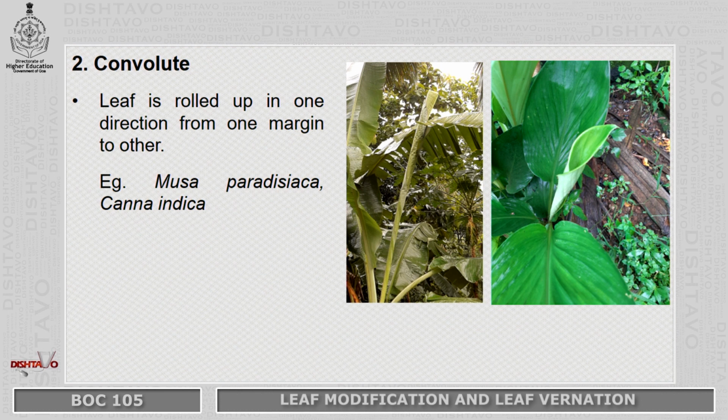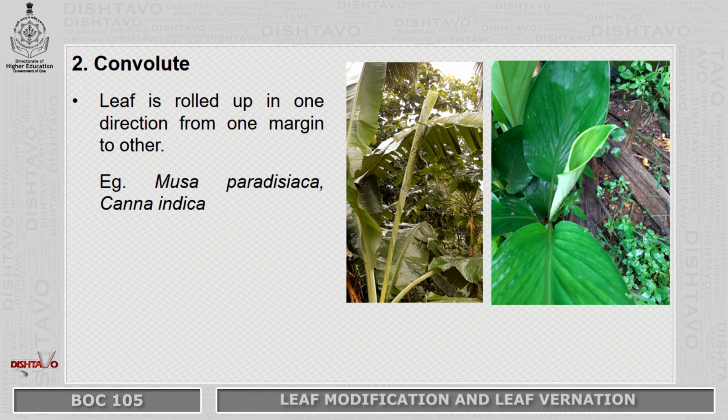The next is convolute vernation. The leaf is rolled up in one direction from one margin to the other. A very common example: in the first picture you are seeing the banana leaf or Musa paradisiaca leaf, and in the second picture you are seeing Canna indica. So, the margins roll up in the young stage, and gradually as the leaves mature, they start opening or uncoiling from their margins. This type of vernation is called the convolute vernation.